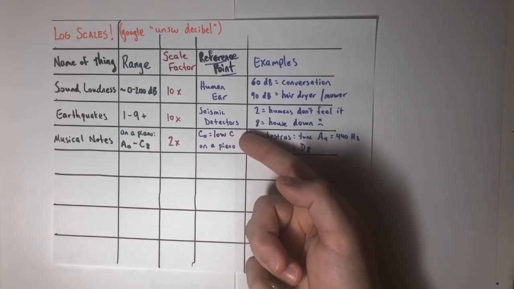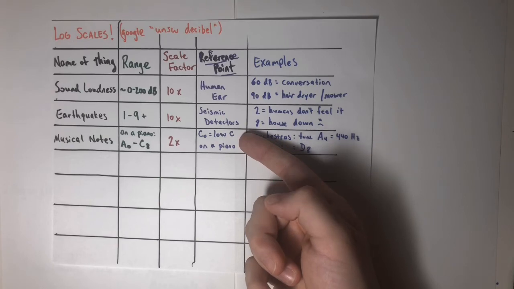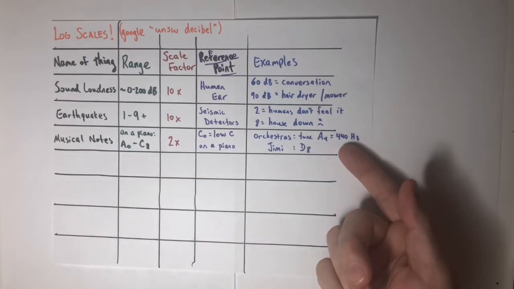The reference point for this is the lowest C note on a piano, and I suspect this is because the guy who came up with this whole scale, his name was Bach. He wrote most of his music initially for piano and did all this stuff on a piano as he played it and tuned it. A couple of examples.